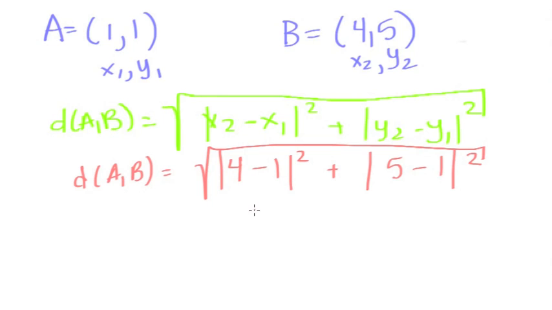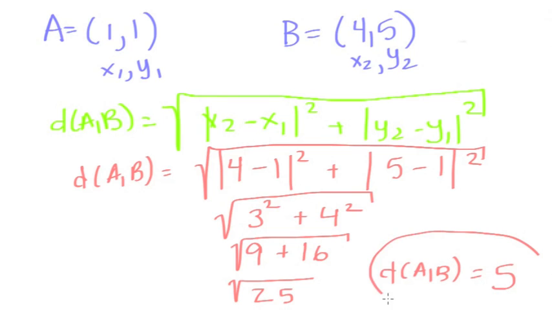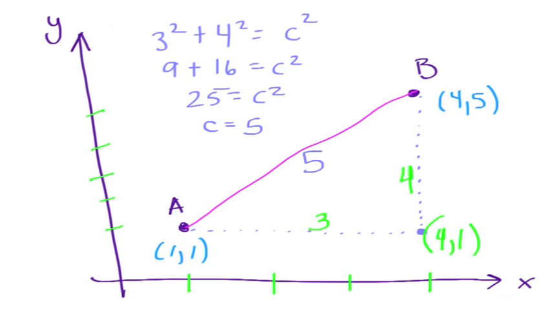So 4 minus 1 is 3 squared. 3 is already positive. Absolute value, if it was negative 3, it would just be 3. So I'm just going to write 3 squared because it's already positive. 5 minus 1 is 4. Absolute value of 4 is 4. 4 squared. Square root. 3 squared is 9. 4 squared is 16. Nine plus 16 is 25. The square root of 25 is 5. So the distance from A to B equals 5. That's exactly what we thought it was going to be from this.